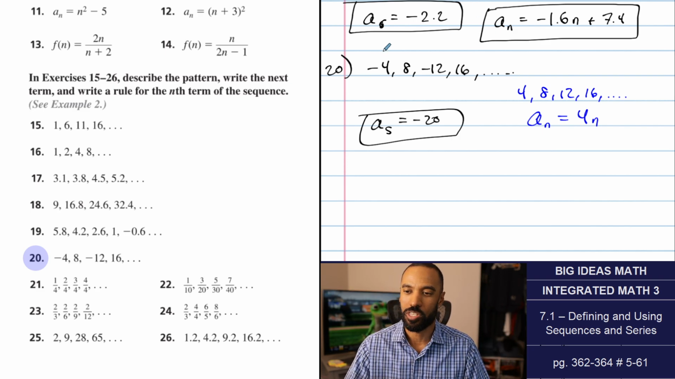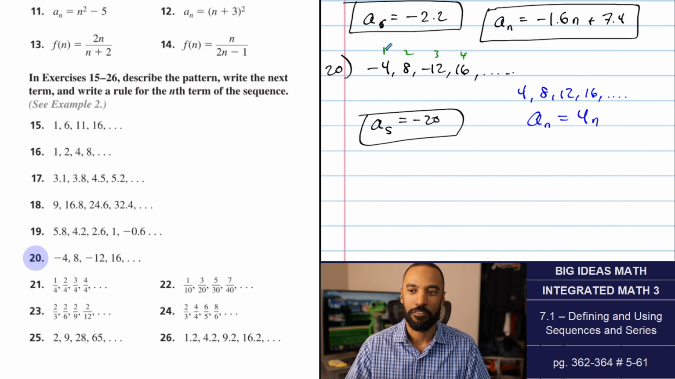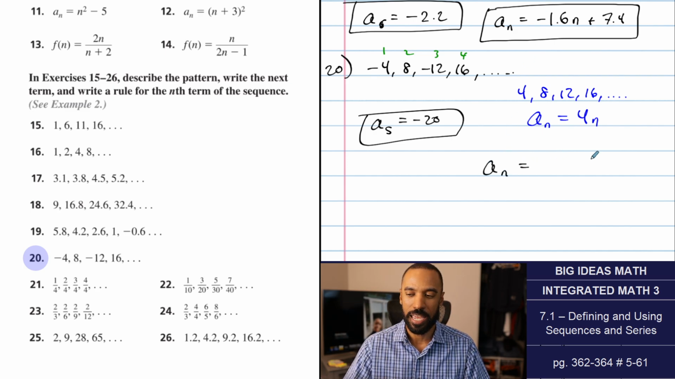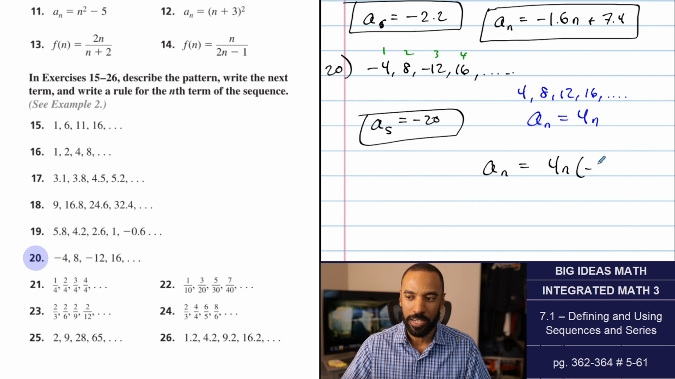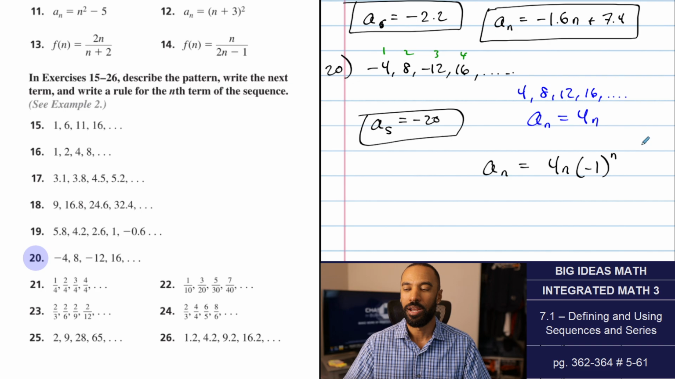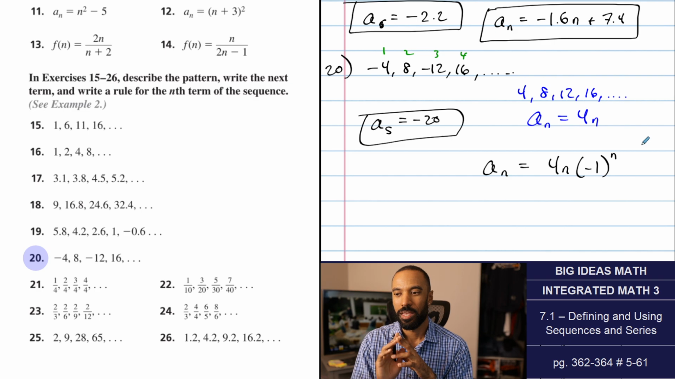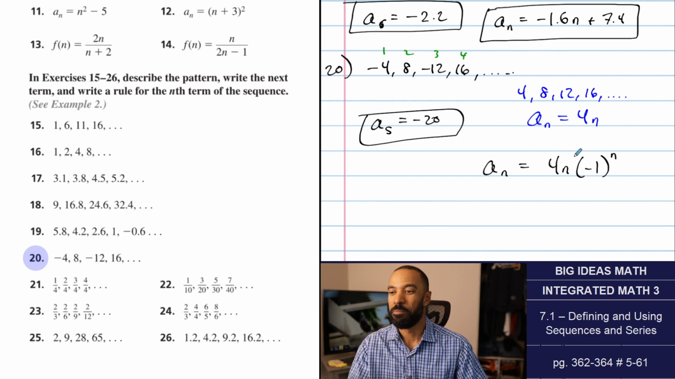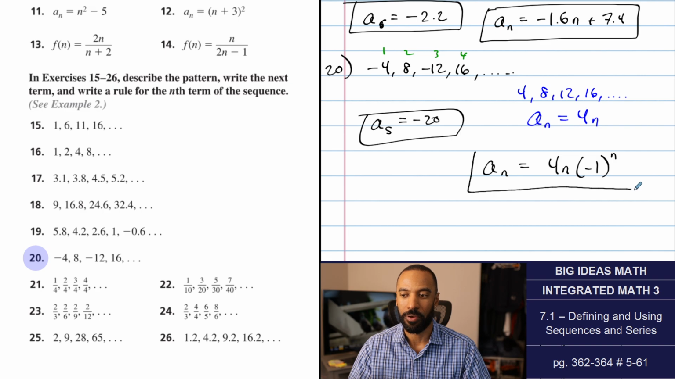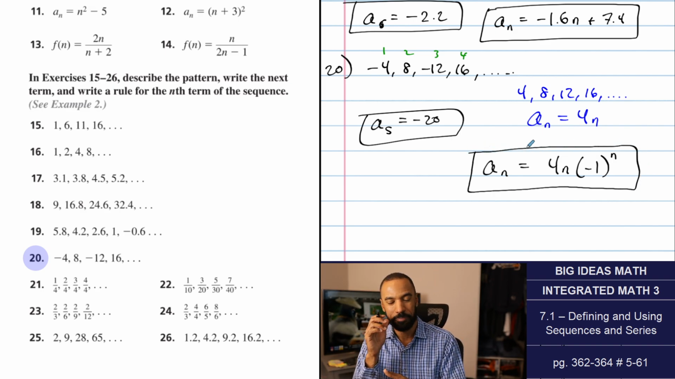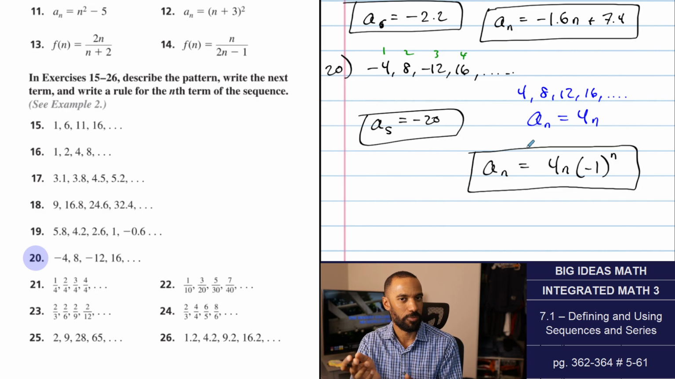And if these are the positions, this is position 1, 2, 3, 4, etc. If I raise negative 1 to that power, it'll be negative. Negative 1 to that power, it'll be positive. And negative and positive. And these are the positions. So let's do this. A sub n is 4n times negative 1 raised to the nth power. That's the only way that I can think about how to do this one with you that makes sense to me. And you have to have the negative 1 in parentheses, but that'll work out. This is not an arithmetic sequence because of that, but it has the earmarks of one.